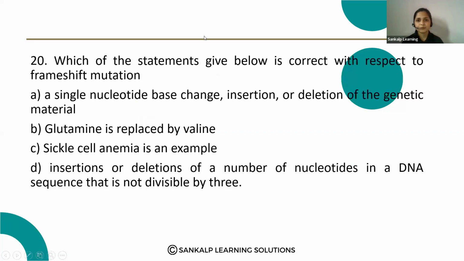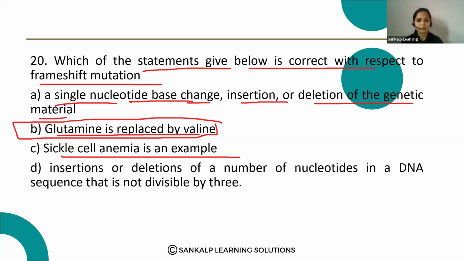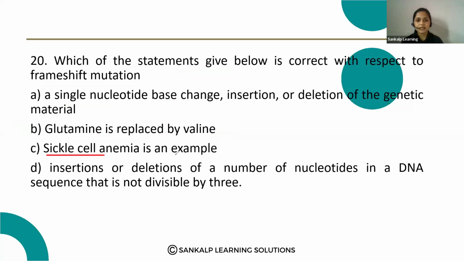Next question. Which of the statements given below is correct with respect to the frame shift mutation? A single nucleotide base change, insertion or deletion of the genetic material. Glutamine is replaced by valine. This is not a correct answer. Glutamic acid is replaced by valine. That is in case of the sickle cell anemia. Sickle cell anemia is an example. That is not a correct answer for the frame shift mutation. Sickle cell anemia is the example for the point mutation.